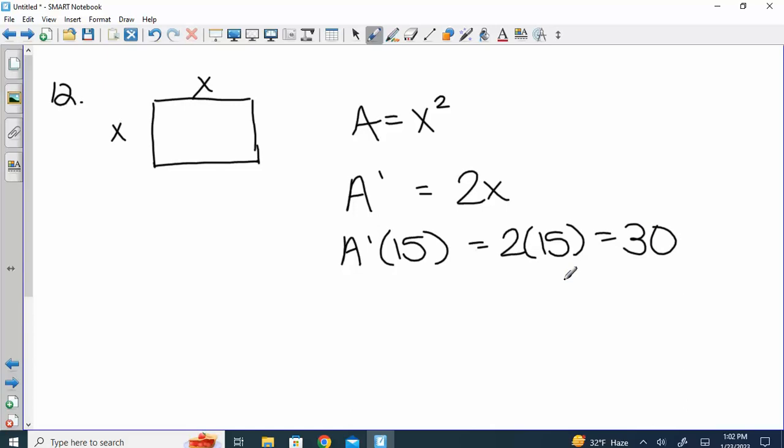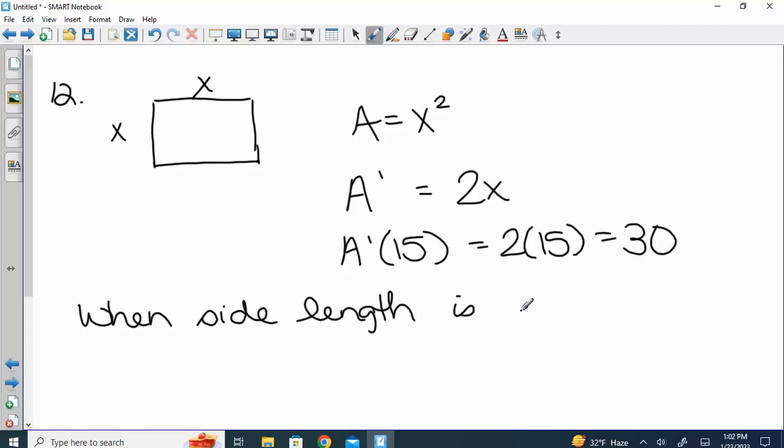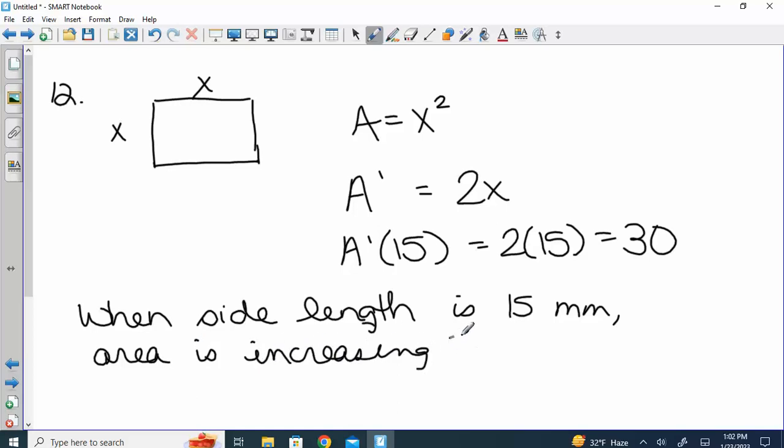Then explain what it means. Remember, a derivative is a rate of change. So it's saying when the side length is 15 millimeters, it's not saying the area is 30, it's A prime, so the area is changing. Since it's positive, it's increasing by 30 square millimeters.